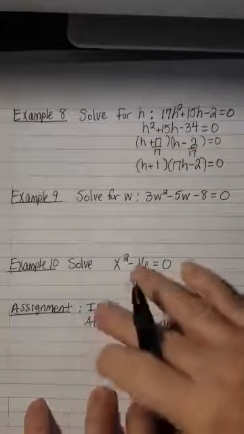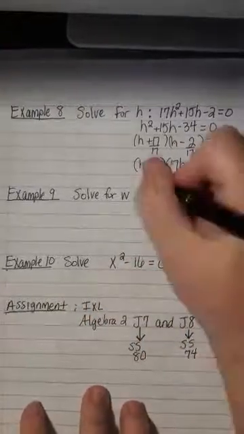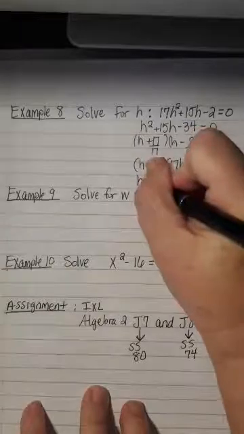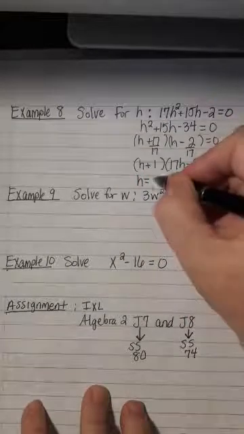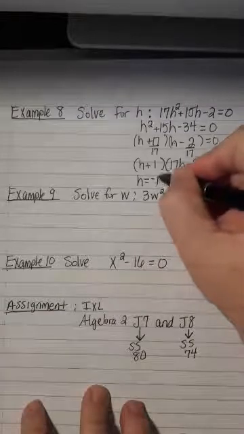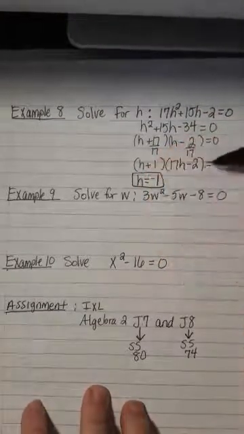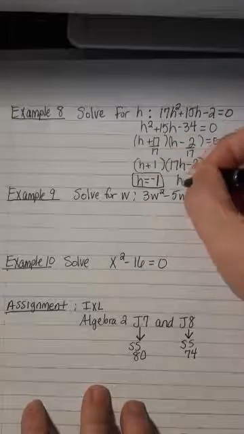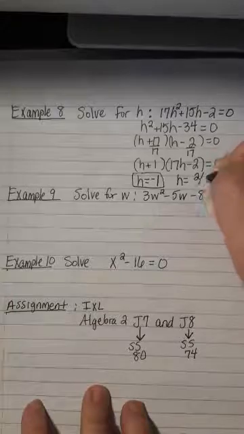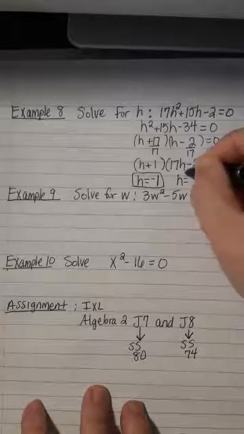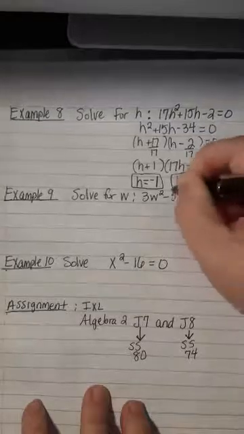Now we have to actually solve to get our answer for h. When you solve, remember, I'm going to have h equals the opposite of the back over the front. So that's going to be negative 1 over 1, which is just negative 1. And then on this one, h is going to equal the opposite of the back over the front, 2 over 17. 2 divided by 17. And that is your answer.